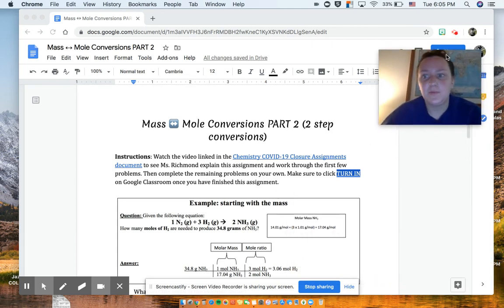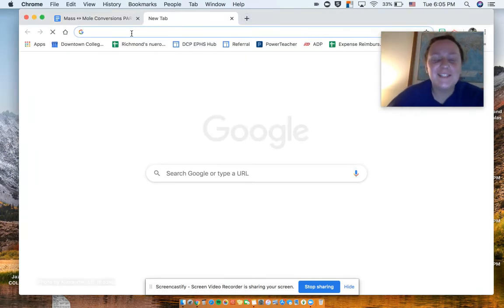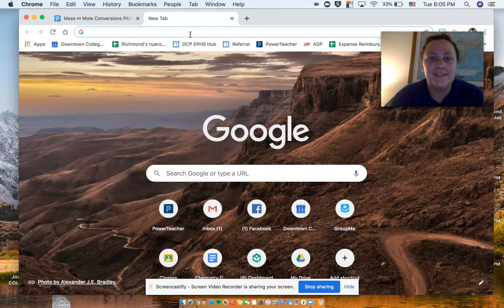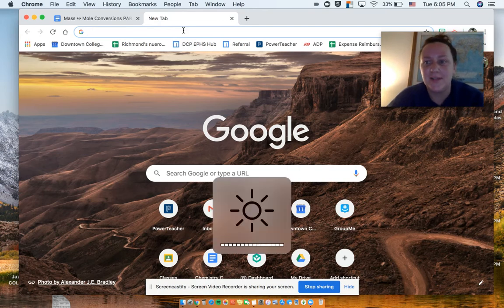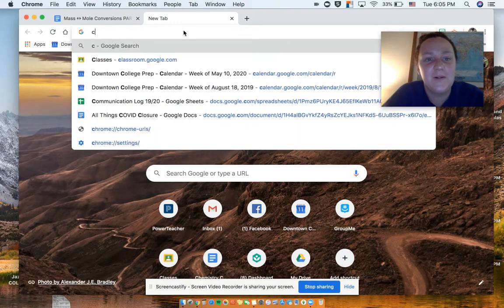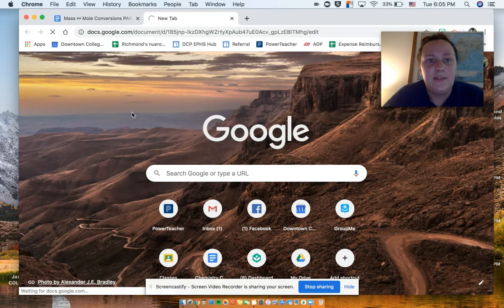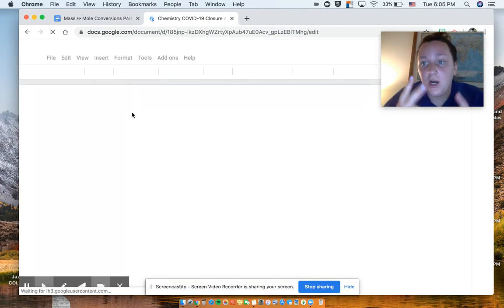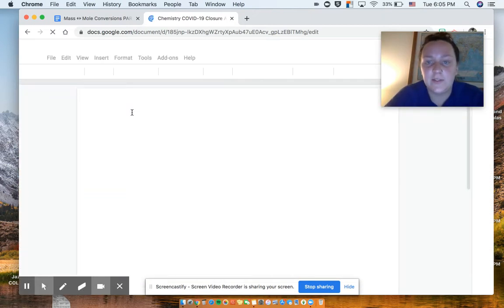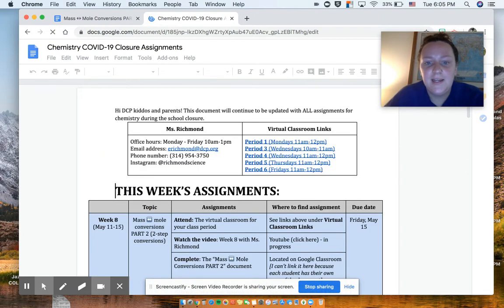This is week 8 of the closure. Time is passing at such a strange rate. Sometimes it seems so fast and other times so slow. So I am on the mass to mole conversions document, the part 2 document that's assigned for this week. Yeah, it's week 8. Okay, I'm glad that I was right.